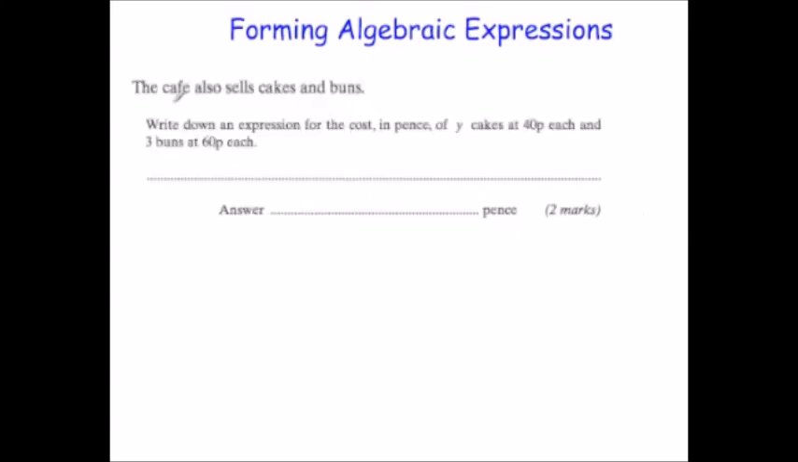Our next example. A cafe also sells cakes and buns. Write down an expression for the cost in pence of y cakes at 40 pence each and 3 buns at 60 pence each. Well, y cakes at 40 pence each, their total cost would be 40 times y, or 40y. And 3 buns at 60p each, well, 3 60s is £1.80, but it's in pence, so that's 180 pence. So plus 180 pence, and that would be the total cost. So the expression is 40 times y, and then plus our 180 pence.